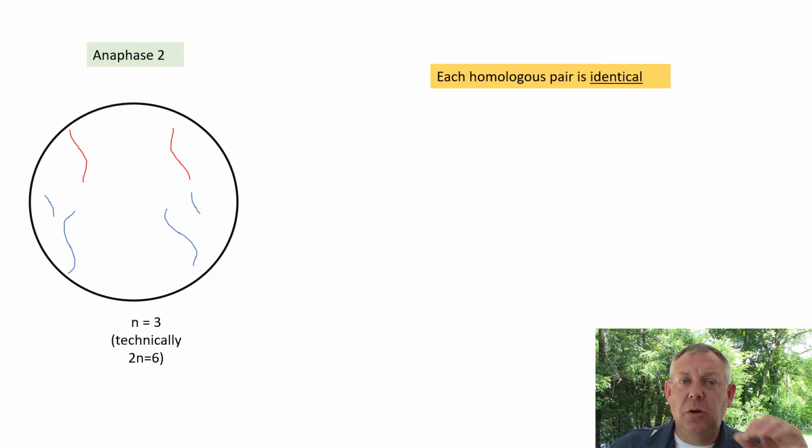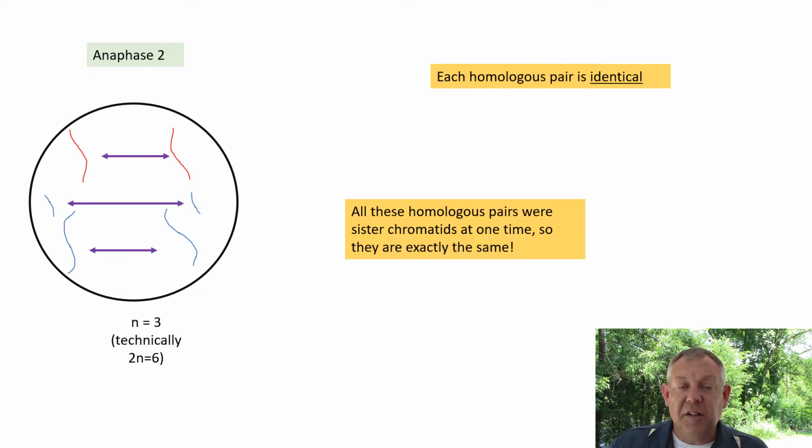This is anaphase 2, where we separated sister chromatids. Those sister chromatids were identical. Now, if those sister chromatids become the new homologous pair, that means each homologous pair is made of identical chromosomes. That's not how it typically works, right? All these homologous pairs were sister chromatids at one time, so they are exactly the same. So if this is a parthenogenic organism, it's going to have the same chromosome at every homologous pair.